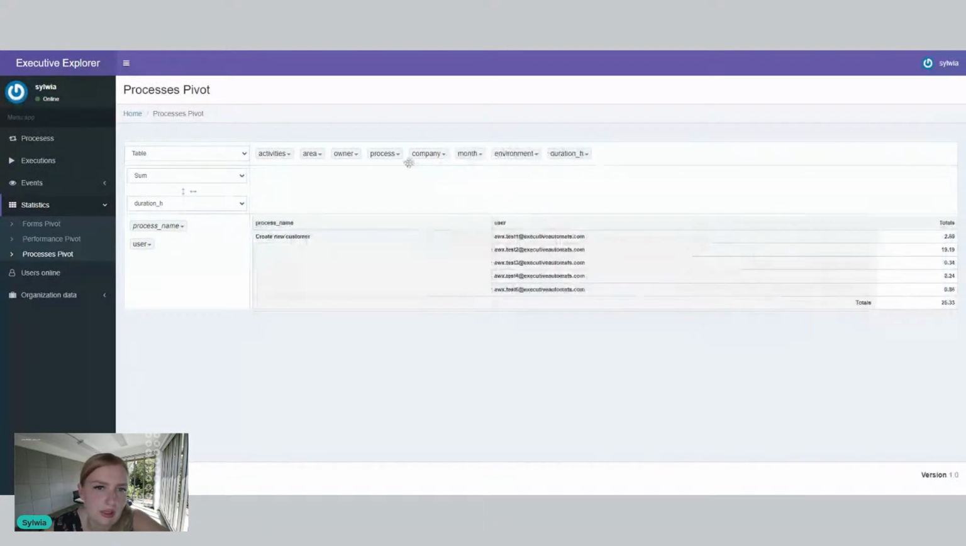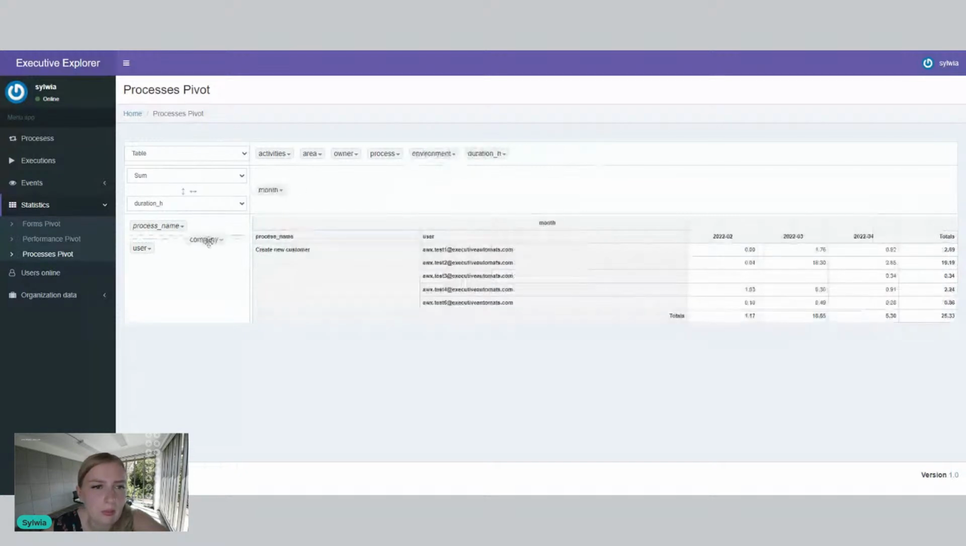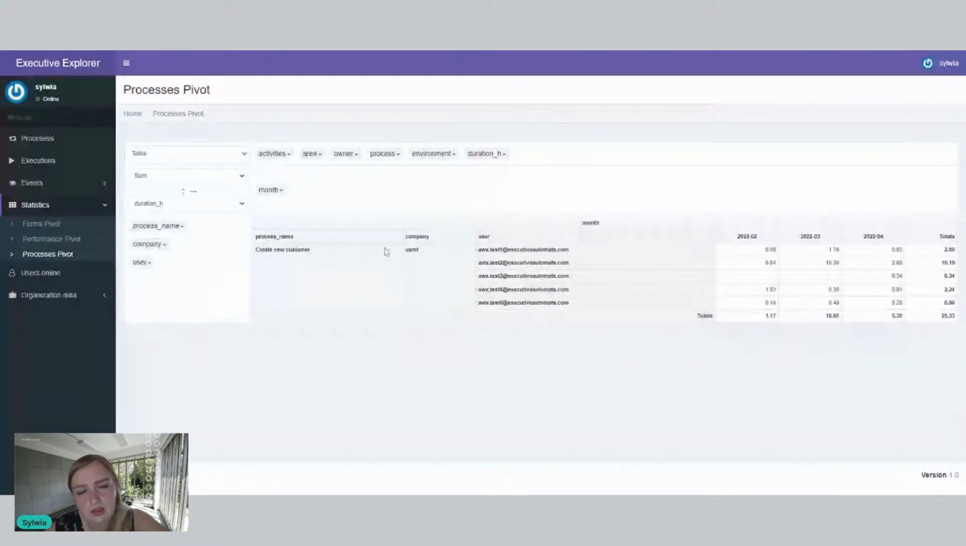Of course, I can also take time. I can decide on company also if I want, and which company. Actually, here is only one, but if you had more than one, you can compare it. With this pivot, you can compare users' effectiveness. You can compare processes within different subsidiaries, environments. You can actually start from here to determine what needs immediate attention and go into process details from there.